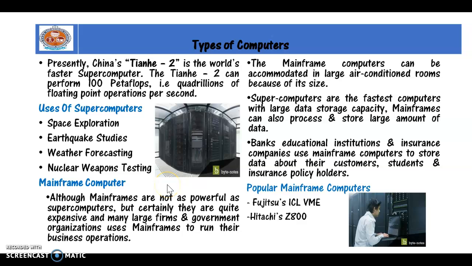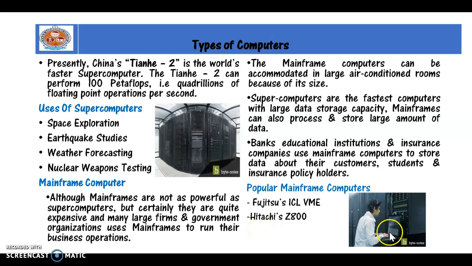And there comes our mainframe computer. This is not as powerful as a supercomputer, but in cost terms it also costs a lot. These are used by large organizations and government organizations, mainly for banking, education, and insurance companies. It also needs air-conditioned rooms to maintain, and the most popular mainframe computers are Fujitsu's ICL VME and Hitachi's Jet 800.